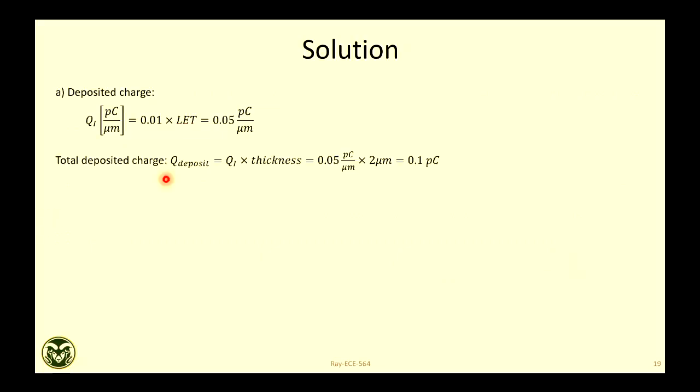So your deposited charge is 0.1 picocoulomb, as we said, the thickness times the deposited charge per unit length. For symbols, I will be using Q_I for deposited charge per unit length. The total deposited charge we just write as Q deposit, which is 0.1 picocoulomb. And then the critical charge is the capacitance, 50 femtofarad, times the voltage, which comes to around 0.125 picocoulomb. What do you think? Will there be an upset or no upset?